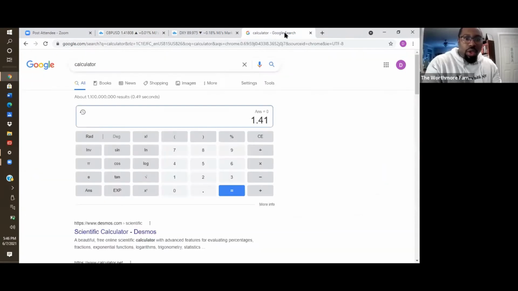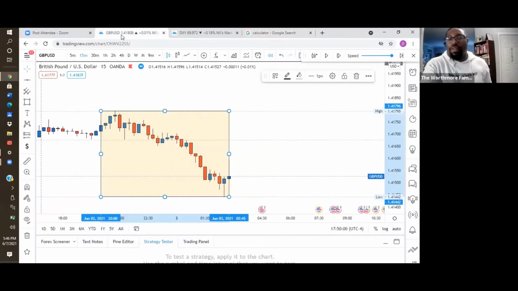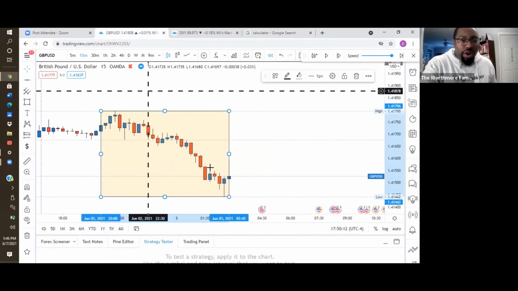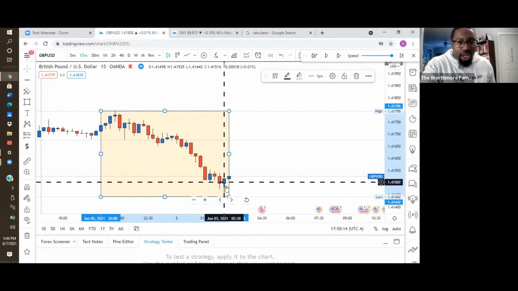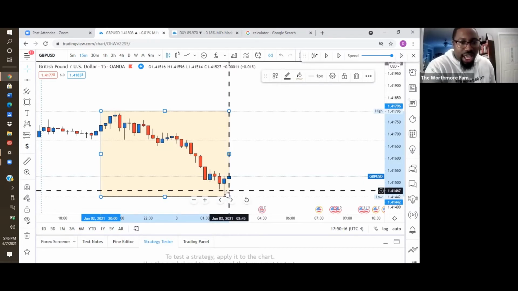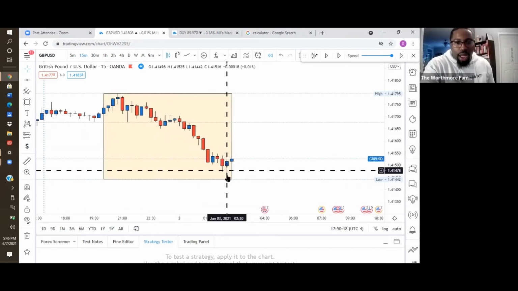1.41795, okay? Plus, because we gotta find out what the low of the range is, then divide it in half so we can find out what our average price line is, okay? So here it is. This is obviously the low of the range, right? This is how low price went, that really, really long wick down there.